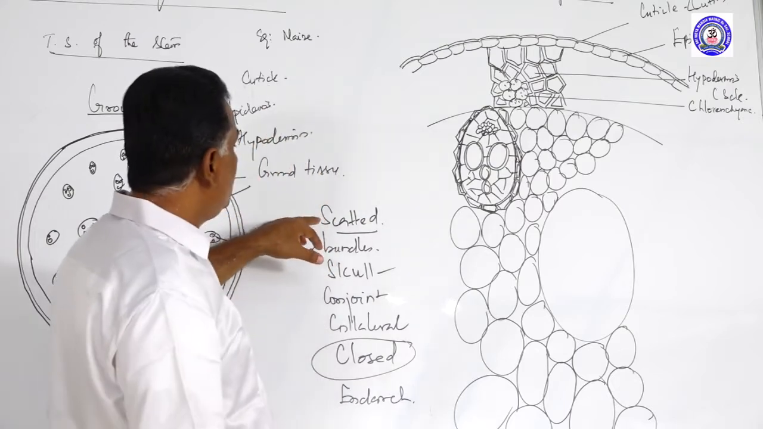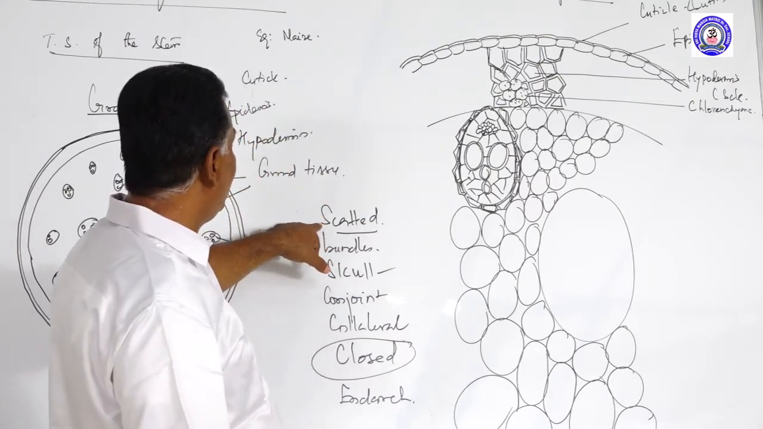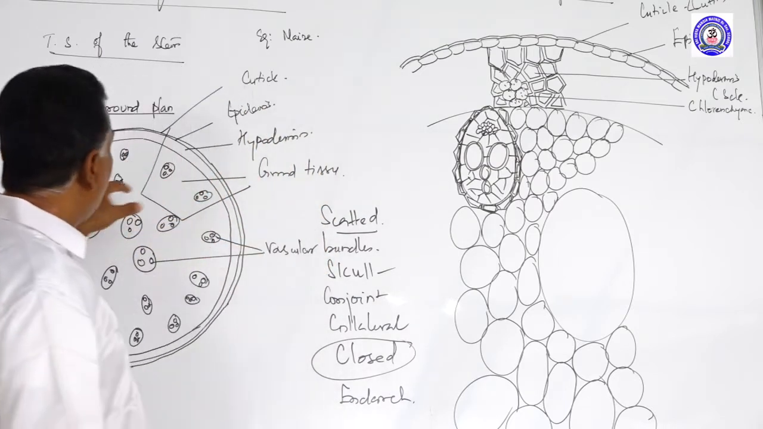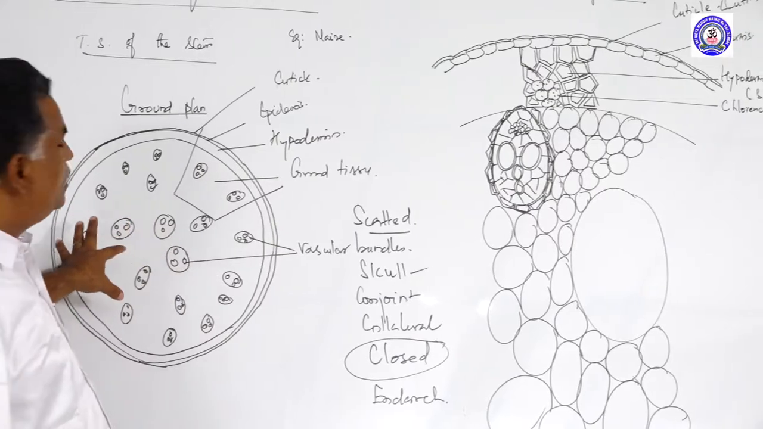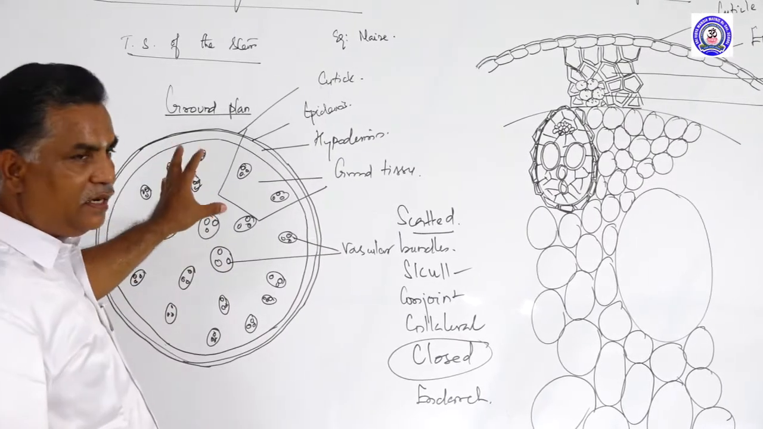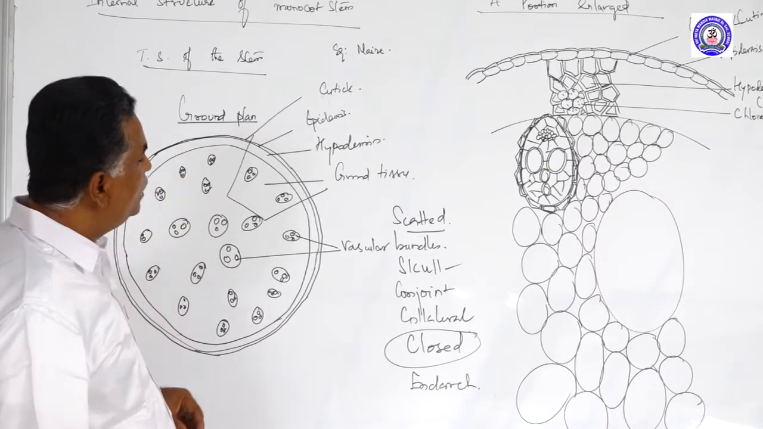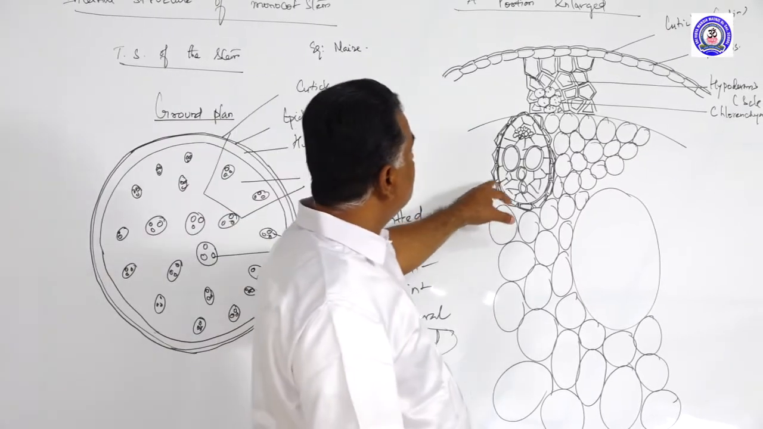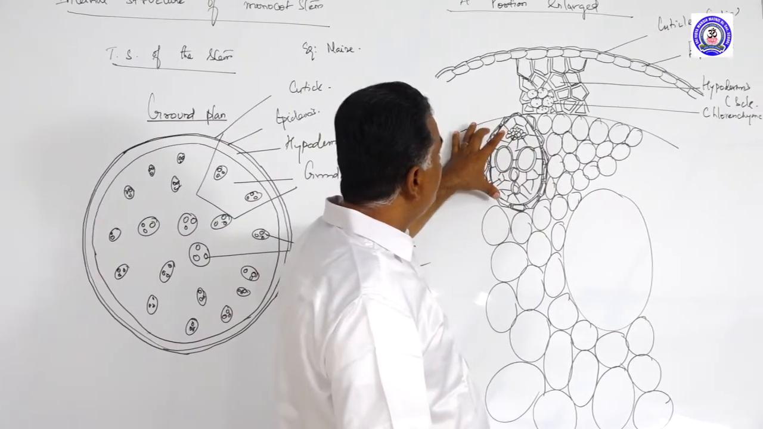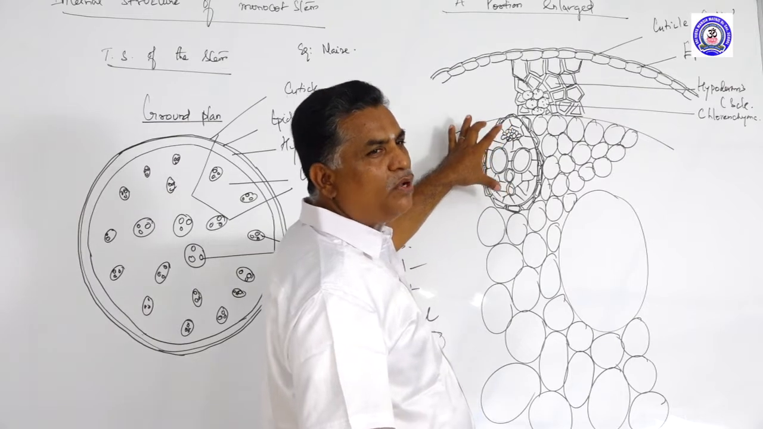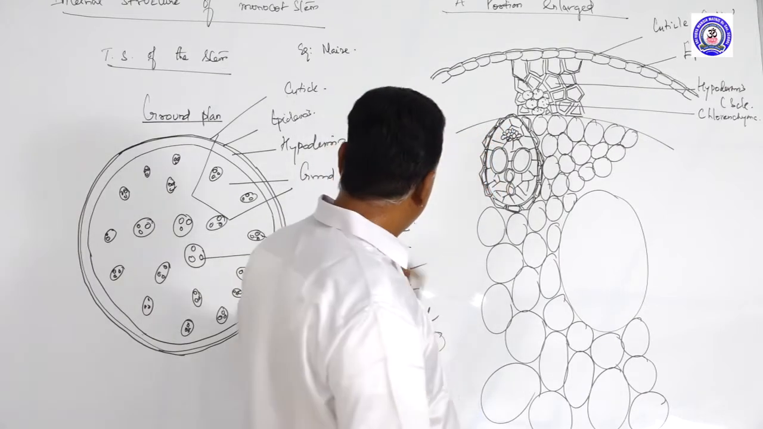And we will see what is scattered. What is scattered? The bundles are not arranged in a uniform pattern. They are found here and there in the ground tissue. So this nature is called scattered arrangement. Then what is the shape of the bundle? The shape is skull shaped, or oval, variously shaped.